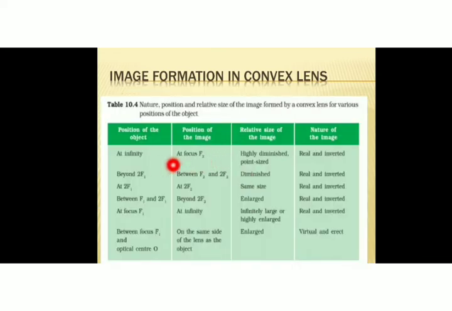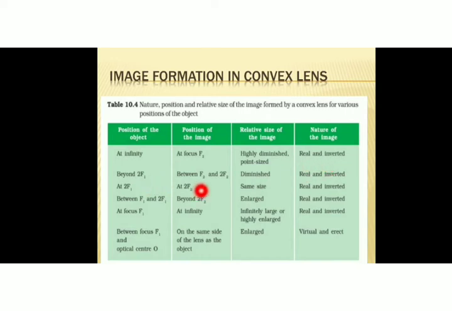So this table gives us an idea of the position, nature and size of the image for different positions of the object in the case of a convex lens. What we have discussed right now has been consolidated in this table. So when the object is at infinity, the image is formed at focus. And what is the size of the image? It is highly diminished or point sized. Nature is real and inverted.